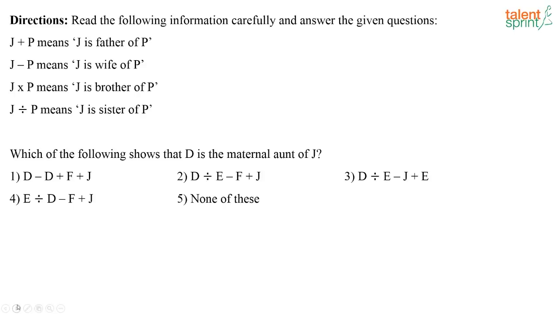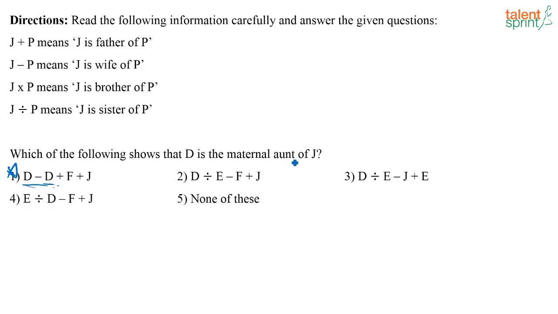Okay. Now, some of you are asking me, what is this generation gap technique or what is this gender technique? Please refer to the basic videos that are there in your TalentSprint account. You will be able to understand it clearly. We would have explained it there in detail. Okay. Now, what is the question here? Which of the following shows that D is the maternal aunt of J? Now, the first option is definitely wrong. They have given 2 D's here, right? So that option is definitely wrong. You have 3 options left.